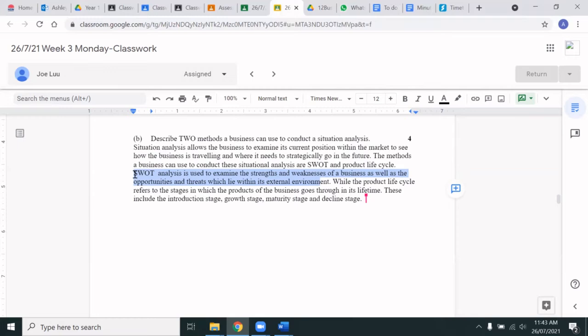Now, the second part of it, while the product life cycle refers to the stages which the products of a business go through in its lifetime, good. These include introduction, growth, maturity, and decline stage, and good because it's the product life cycle in terms of marketing, not the business life cycle. But once again, I reckon I'd actually draw that little diagram. I wouldn't do a lot of diagrams in business studies, but I probably would. Takes 2 seconds, you know, the thing.